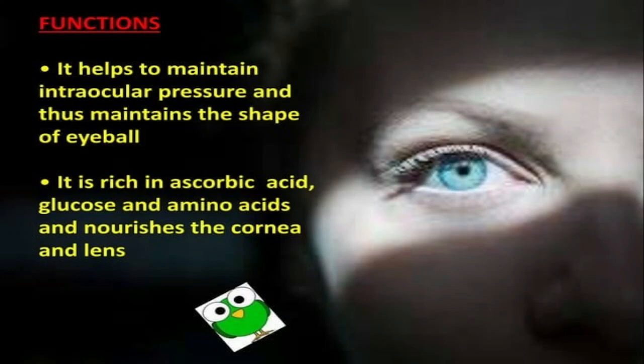If there is a blockage in the drainage system, or if the production of aqueous humor is excessive, the pressure within the eye can increase, leading to a condition known as glaucoma. Glaucoma is a serious eye condition that can cause vision loss and blindness if left untreated. Therefore, maintaining the proper production and drainage of aqueous humor is essential for the health of the eye. Eye drops and surgical procedures can be used to regulate the flow of aqueous humor in cases of glaucoma.